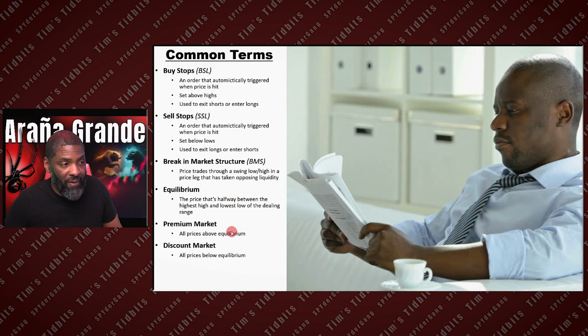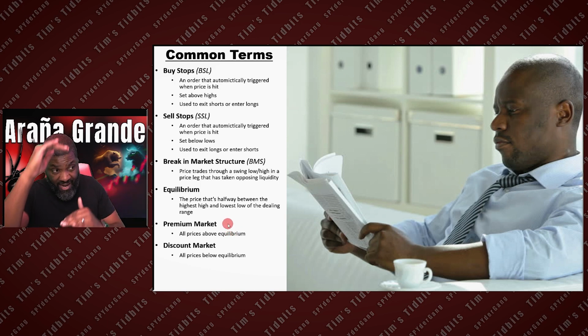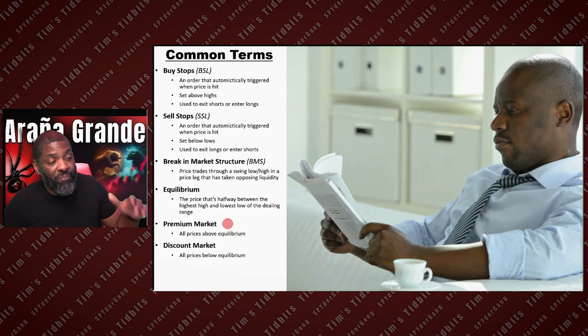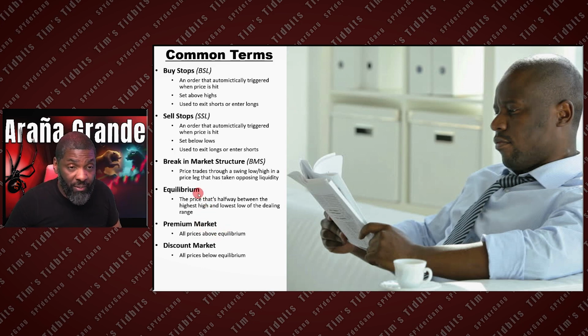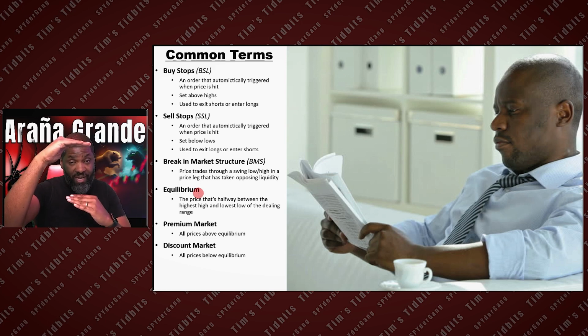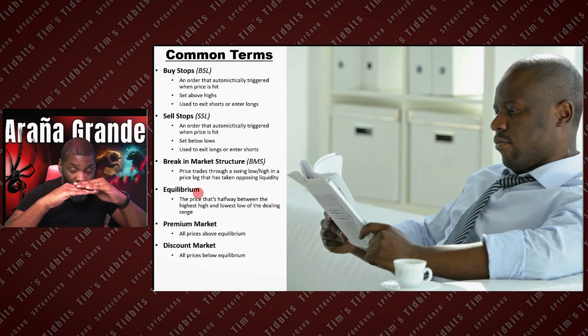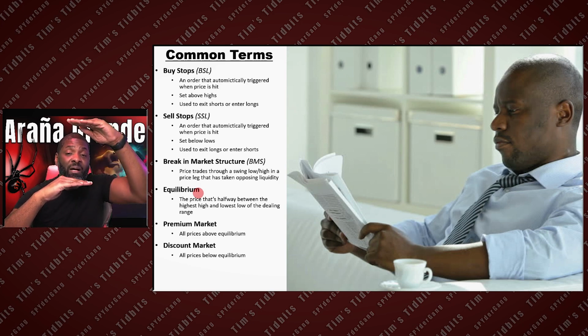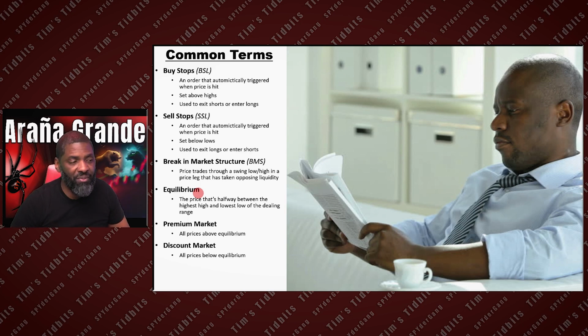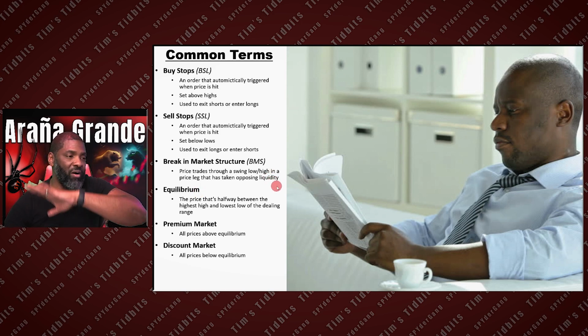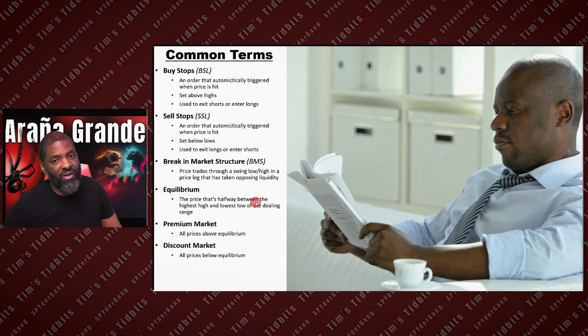Premium market, right? In that dealing range that we were talking about, the premium market is all the prices that are above the equilibrium. So you've got the highest high, you've got the lowest low, and 50% of that range is equilibrium. And all the prices from equilibrium up to the high, that's premium. All the prices from equilibrium down to the low, that's discount. Discount market, premium market, and the entire dealing range.